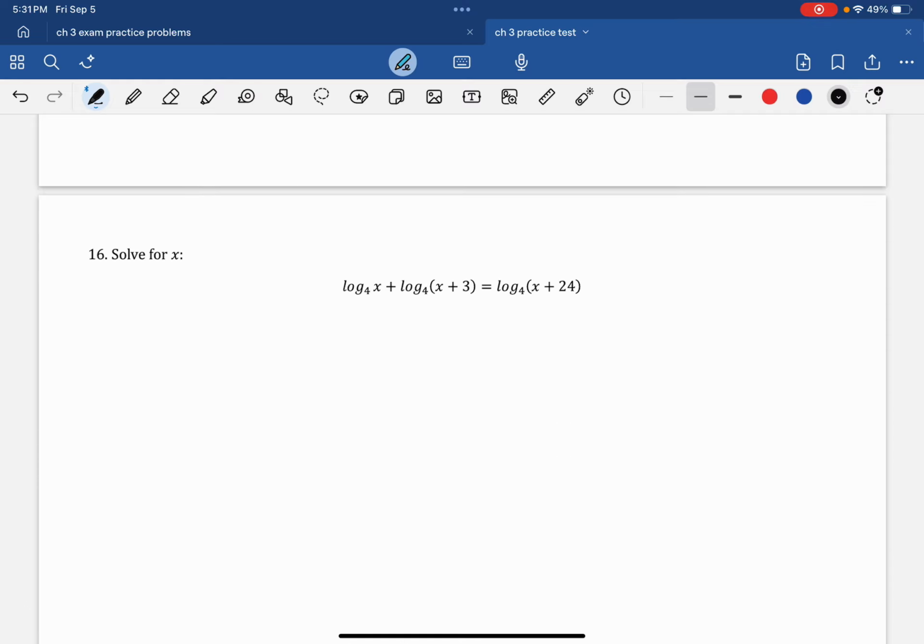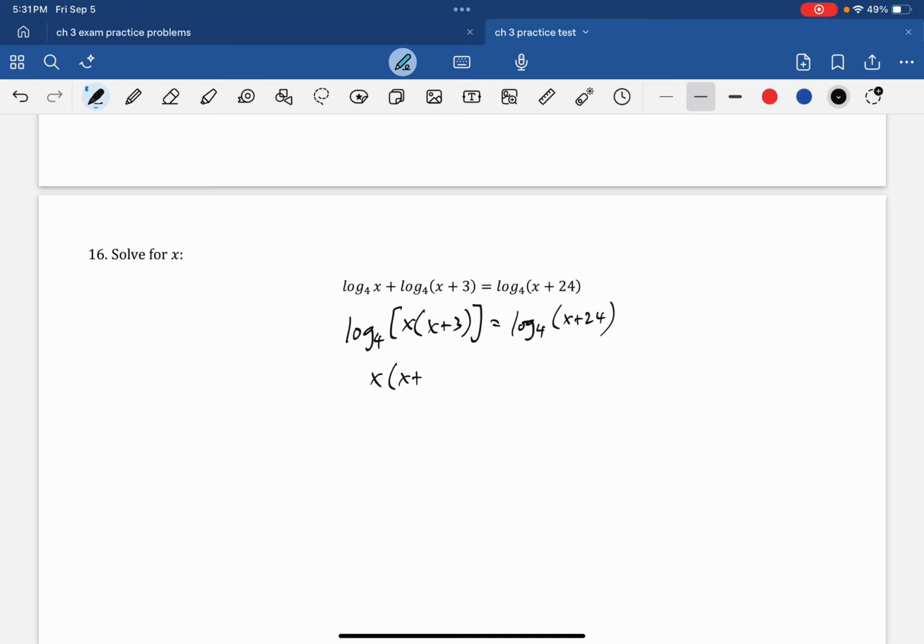I'm going to want to try to use the one-to-one property here because I have logarithms on both sides of the equation. But first, I'm going to have to simplify the left side into a single logarithm. Okay, so I'm going to use my addition property. This is going to be log base 4 of x times x plus 3 equals log base 4 of x plus 24. Here I can use my one-to-one property.